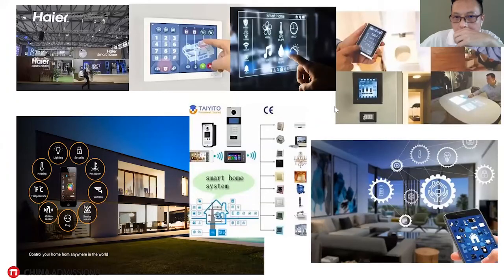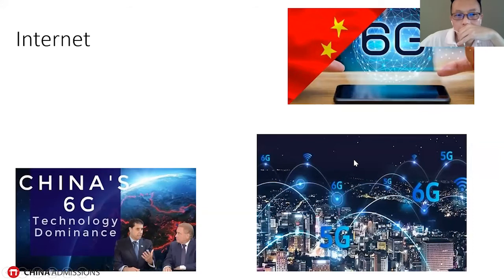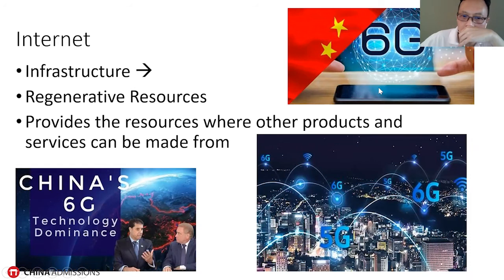Okay, smart homes, again, examples of transforming a society and the economy. When you transform, the internet is an infrastructure. It is a regenerative resource, and it is a resource where you can build smart homes upon. So internet, big thing, and how important is it? Even in China, while the rest of the world is discussing and debating 5G, China is already building 6G. Now, would this make China stronger?